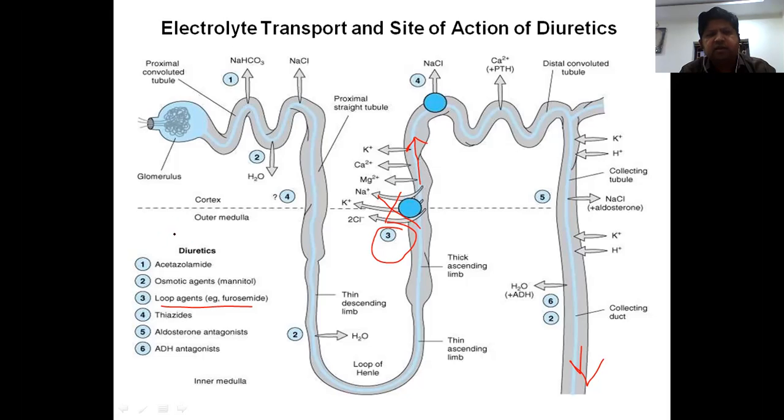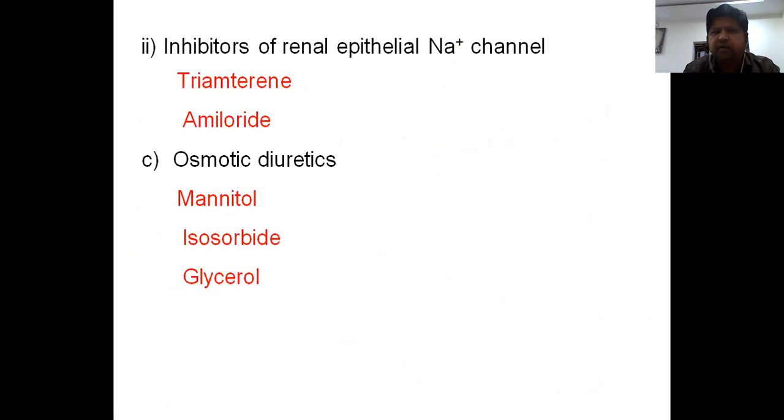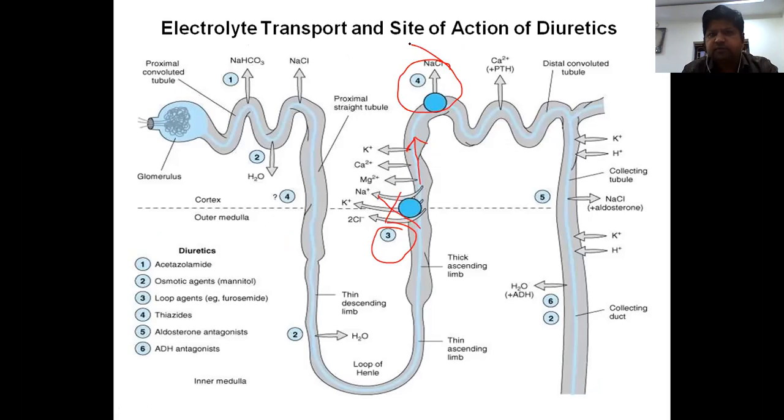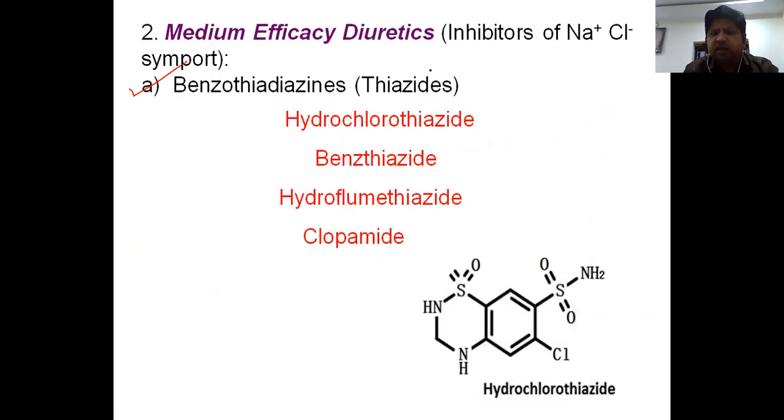And the site of action of thiazides is here, the distal convoluted tubule. They block a particular transport system in the distal convoluted tubule, and block the reabsorption of sodium and chloride. The category of drugs available in medium efficacy diuretics are the benzothiadiazines, which we call thiazides.